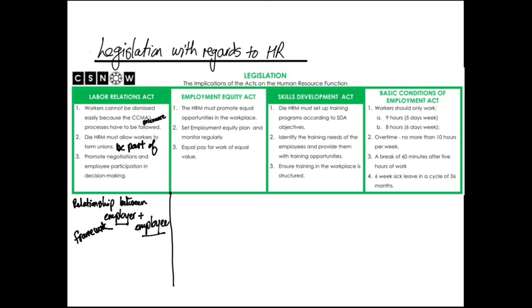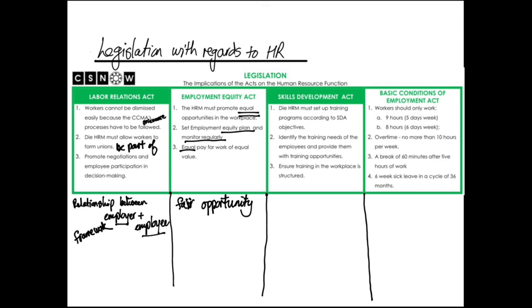Then you look at the Employment Equity Act. Now, the Employment Equity Act is all about fair opportunity. And this means the same opportunity for everyone. So that means the human resource manager must promote equal opportunities in the workplace. And this is where an employment equity plan is part of the implementation, and it monitors it regularly. So that is the responsibility of the human resource manager. So that means the human resource function must do all this. And then the big thing when it comes to employment equity is equal pay for equal work. So that means you are not allowed to pay people differently because they are different.